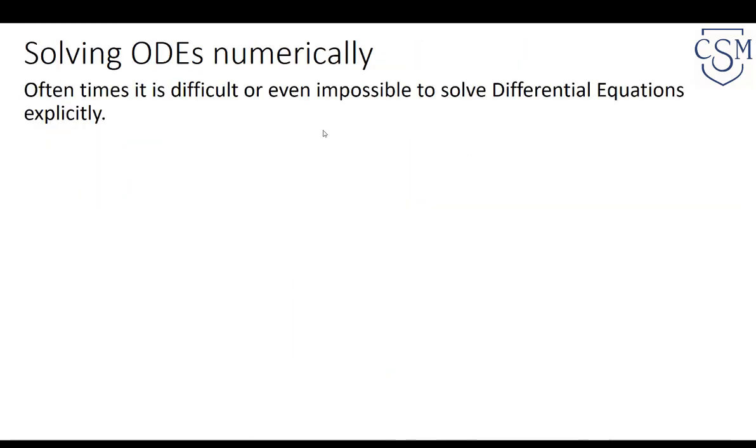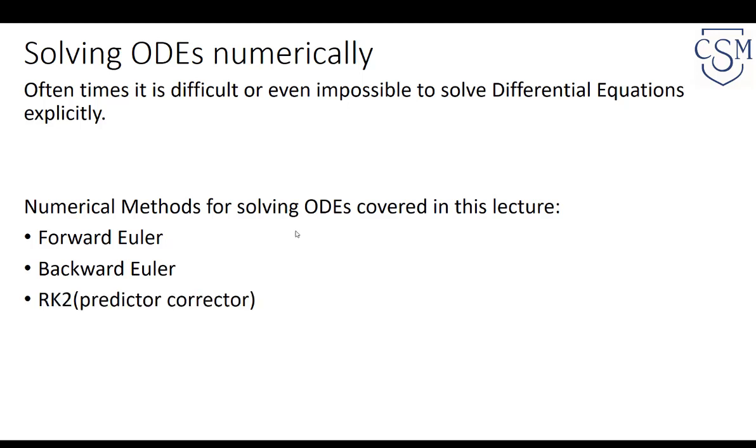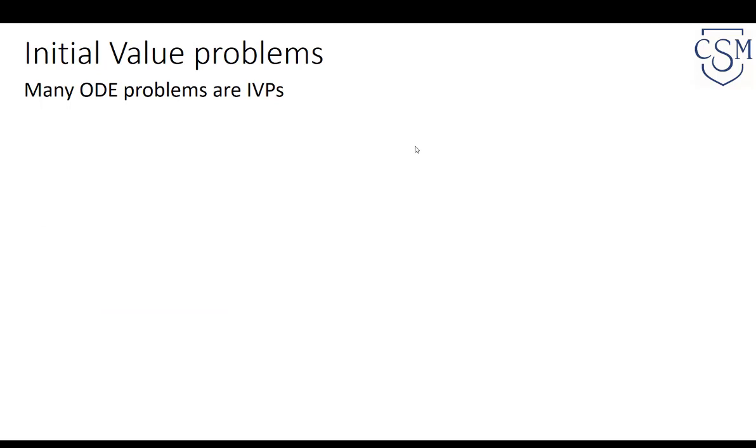Often, solving a set of differential equations, such as this one, is either difficult or even impossible to solve explicitly to find a solution for. When this is the case, we can revert to numerical methods for solving ODEs. The numerical methods we cover in this lecture are forward Euler, backward Euler, Runge-Kutta 2, or the predictor-corrector method, and Runge-Kutta 4, as well as how to use MATLAB's ODE functions.